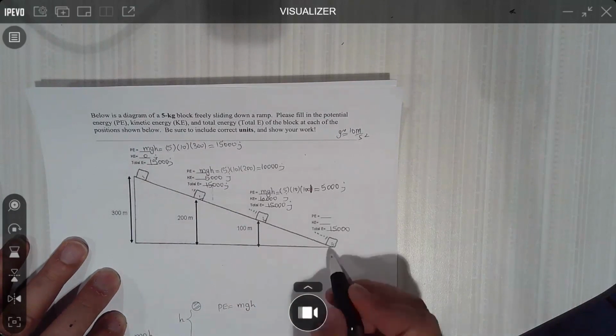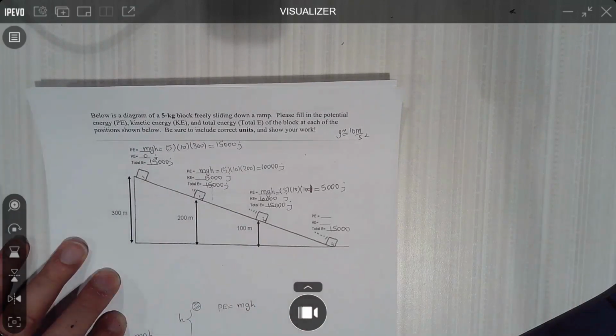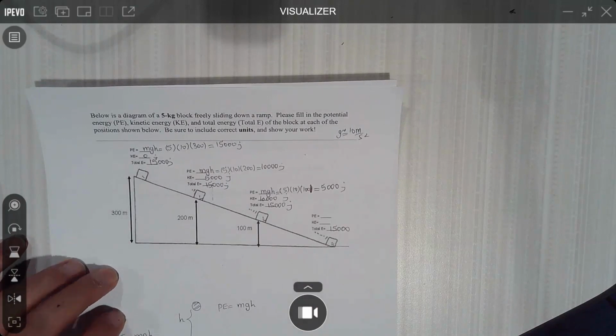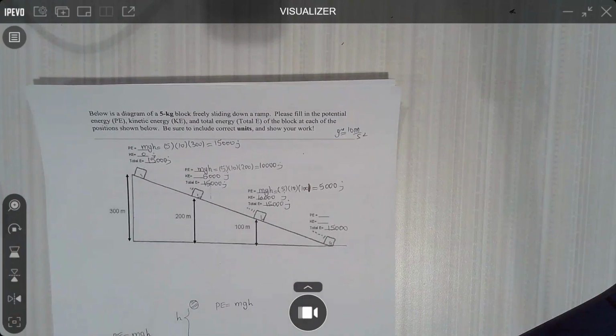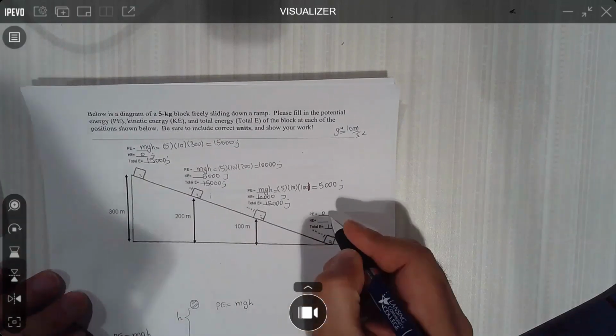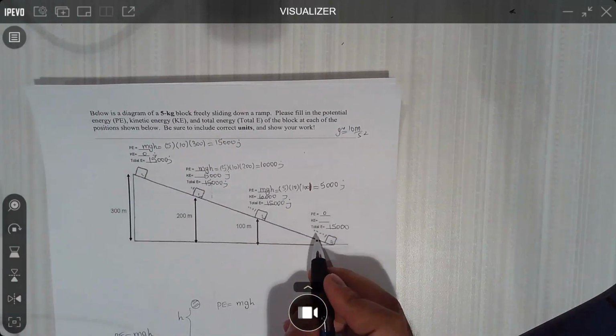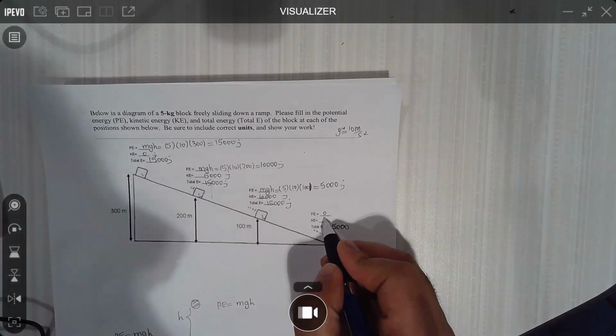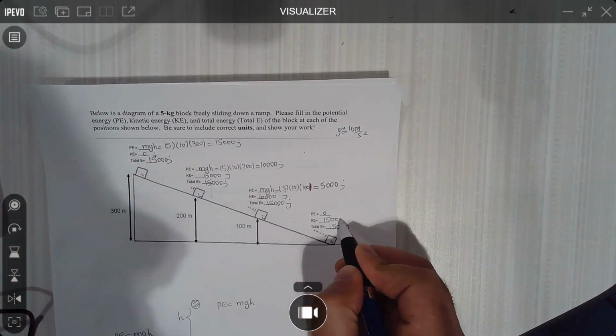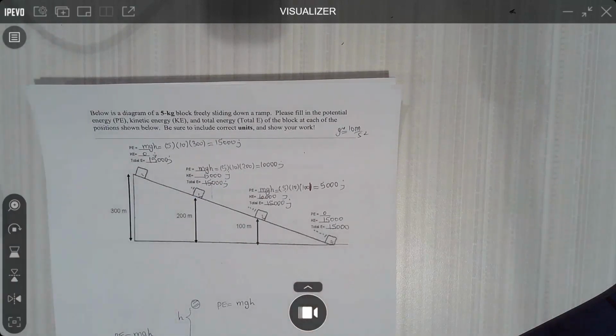Okay, now the object is on the ground. When the object is on the ground, potential energy is zero because it's not above the ground. So potential energy is zero. It means that the entire energy turned to kinetic energy, so the total kinetic energy is going to be the total mechanical energy.